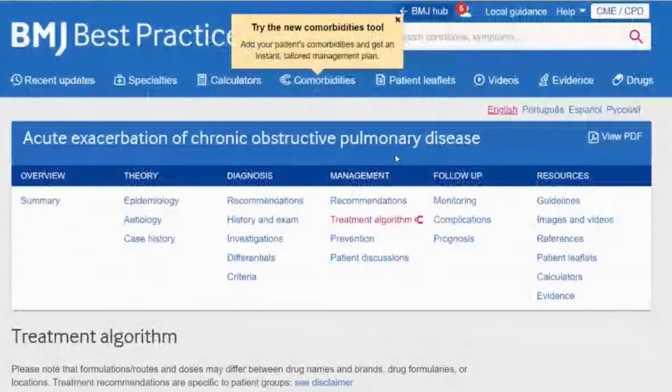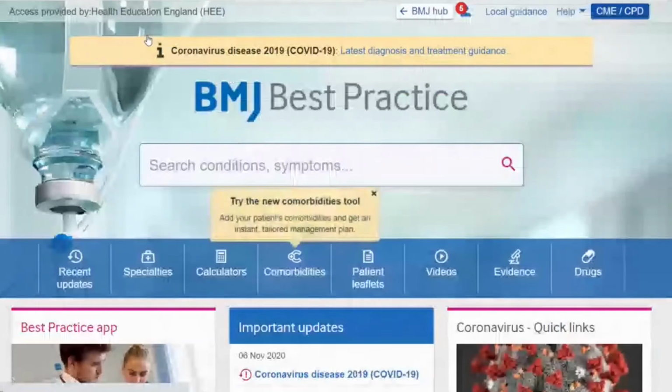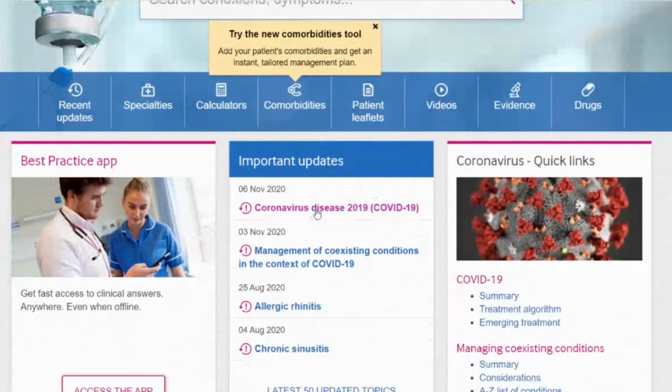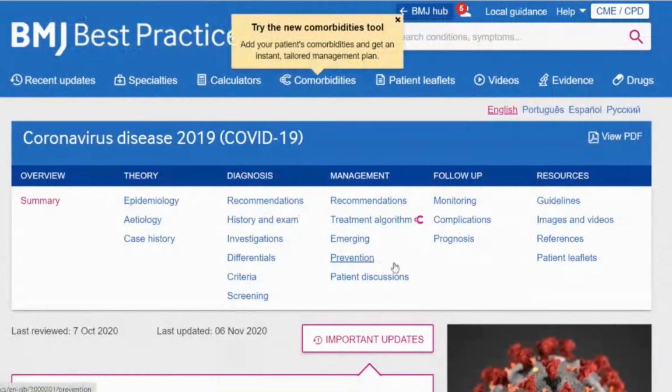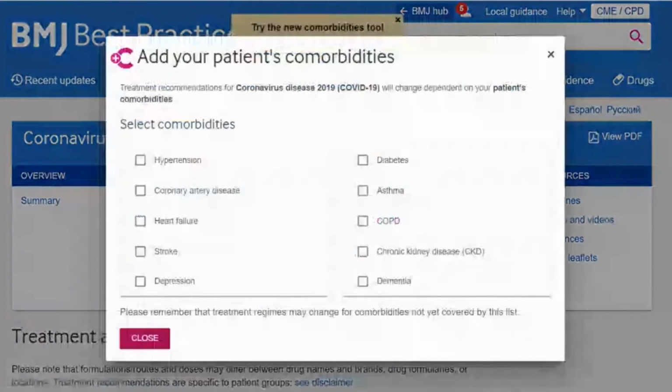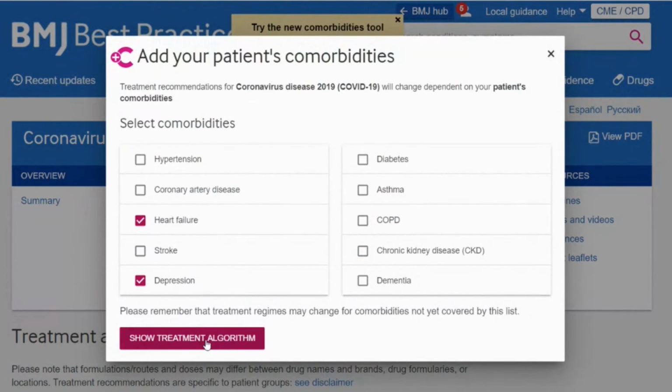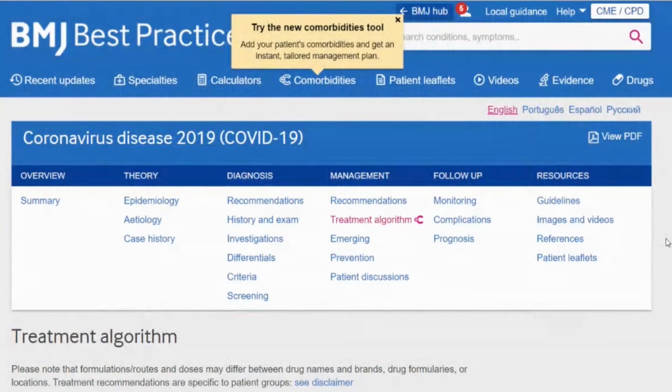I'm just going to show you one other one now. We'll go back to BMJ Best Practice, and a topical one now, coronavirus disease. Our patient has coronavirus, and we'll go to the treatment algorithm and think of other comorbidities now. This time we'll say our patient has heart failure and also depression. So we're adding 2 comorbidities on this occasion, and we'll show the treatment algorithm now.